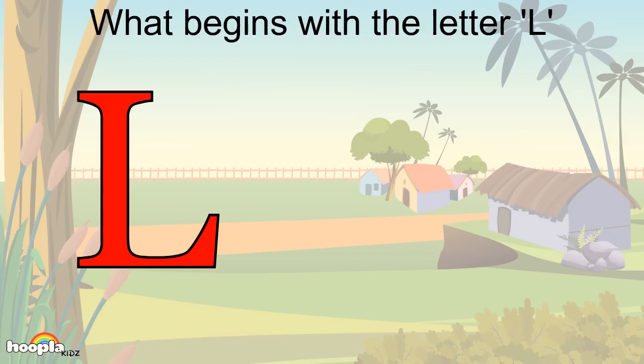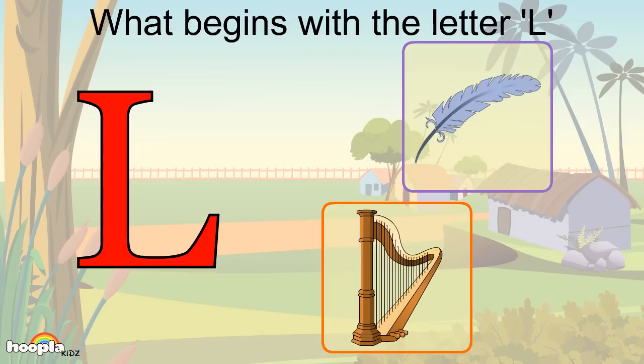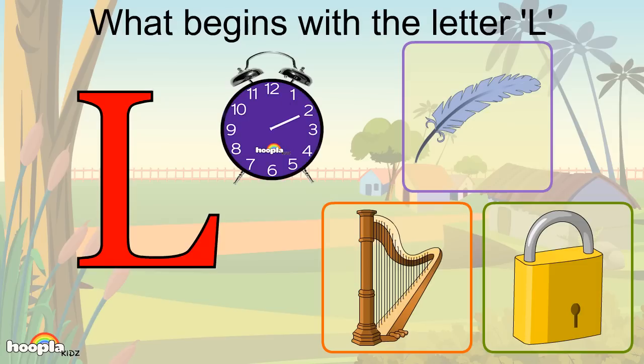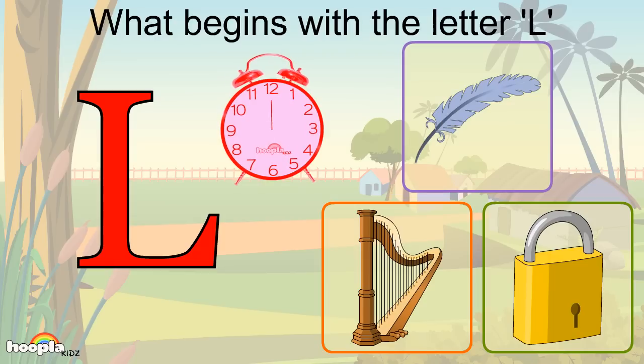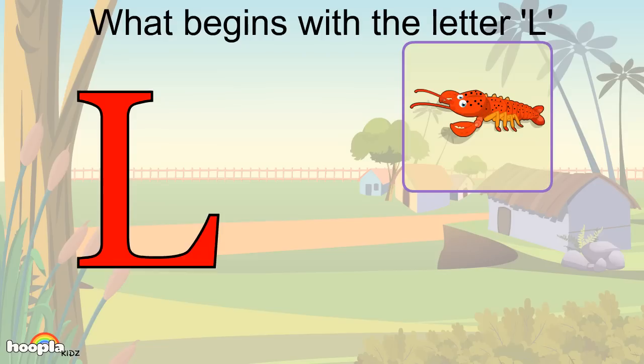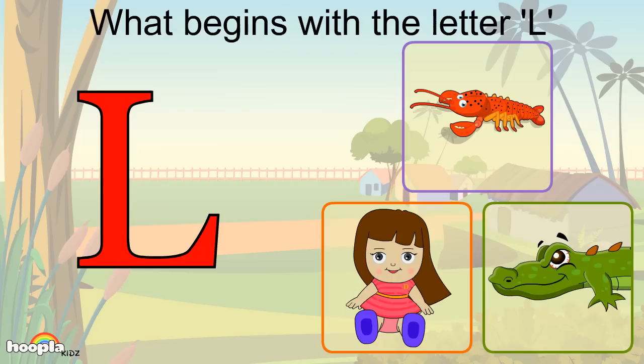What begins with the letter L? Feather, harp, lock. What begins with the letter L? Lobster, doll, alligator.